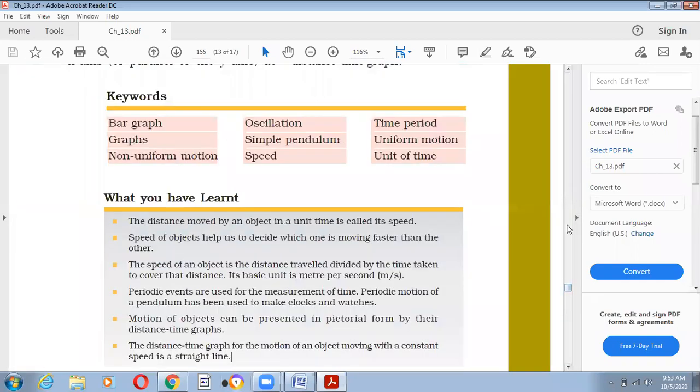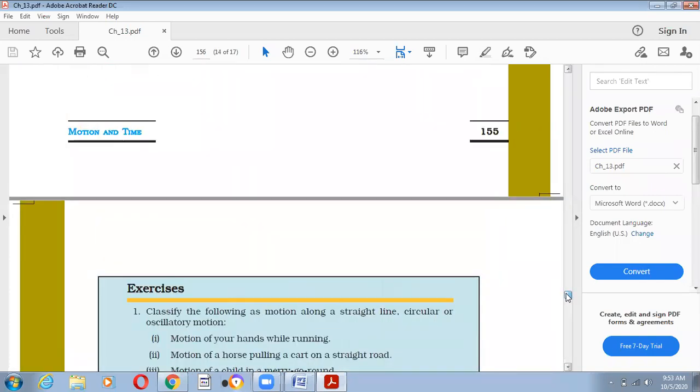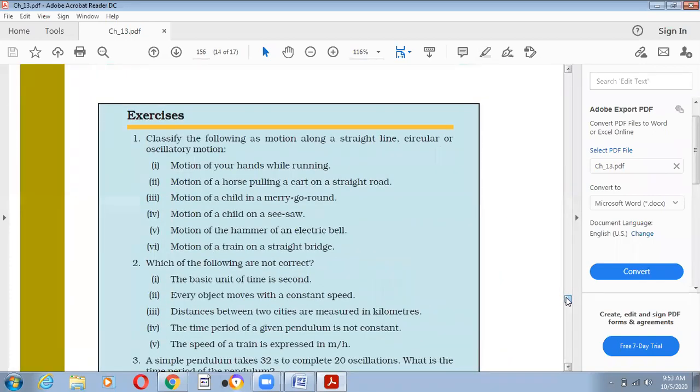Now we have the question answers. You have to classify the following motion.